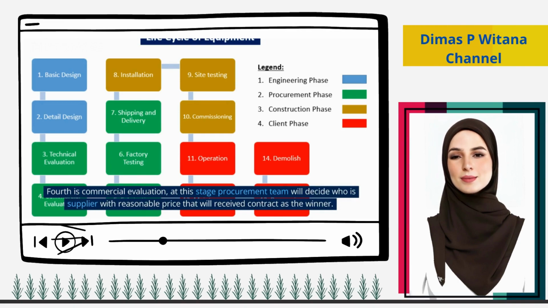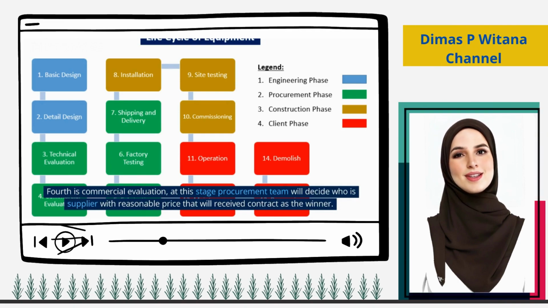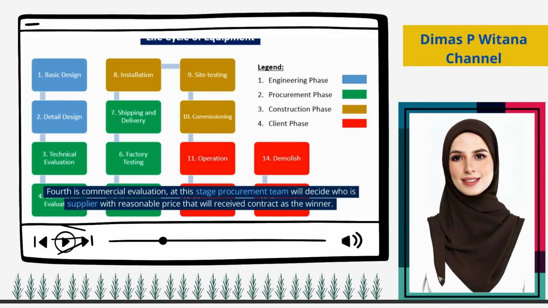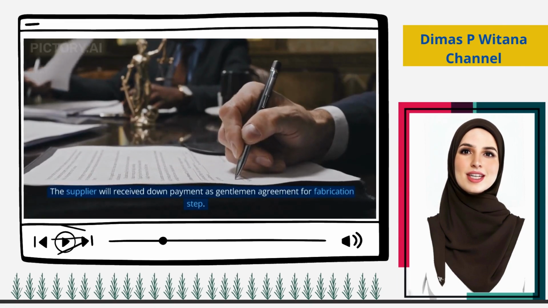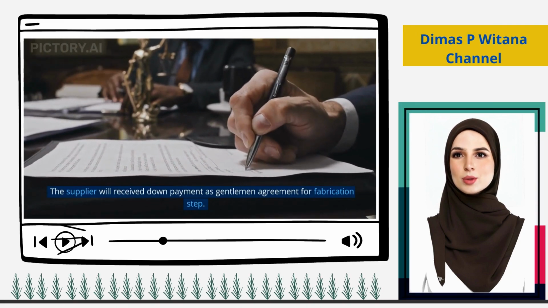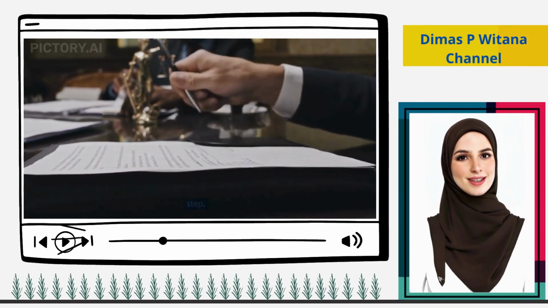Fourth is commercial evaluation. At this stage the procurement team will decide which supplier with a reasonable price will receive the contract as the winner. The supplier will receive a down payment as a gentleman's agreement for the fabrication step.